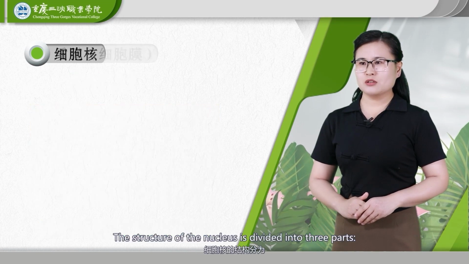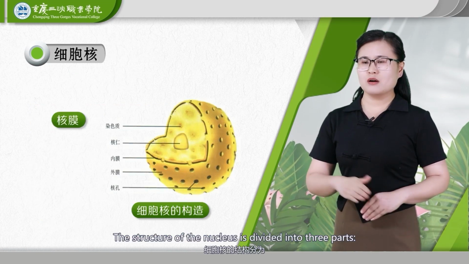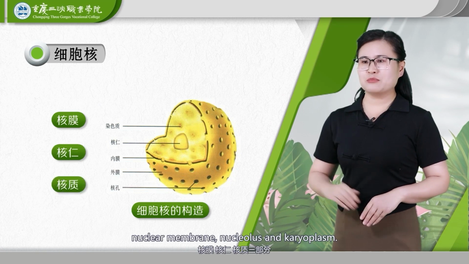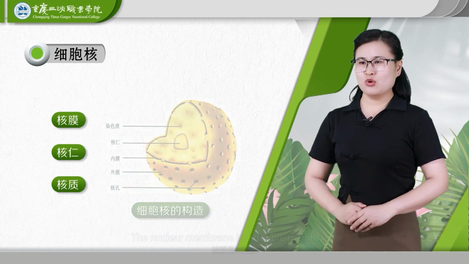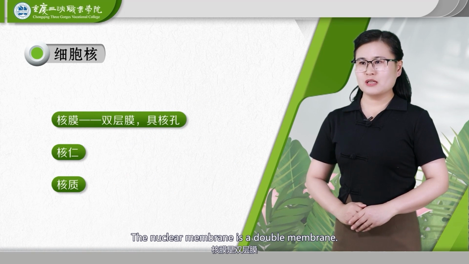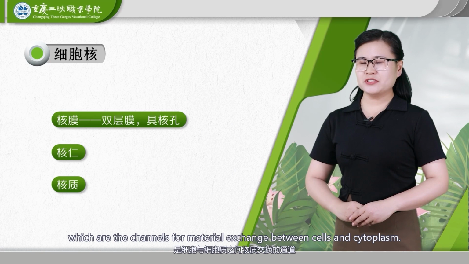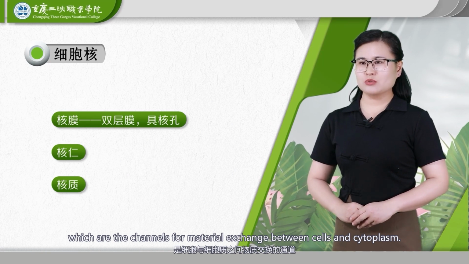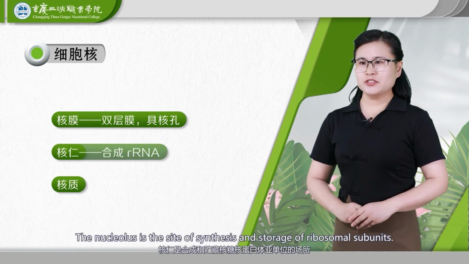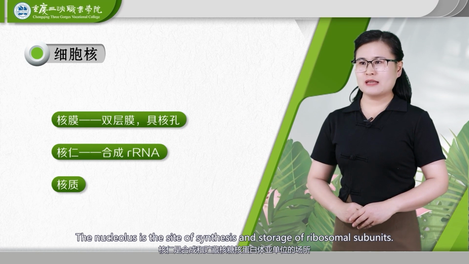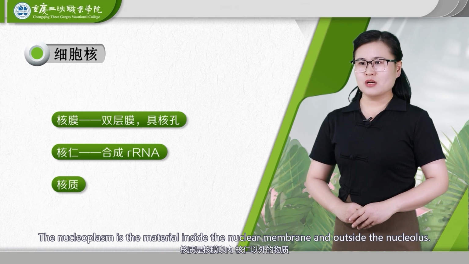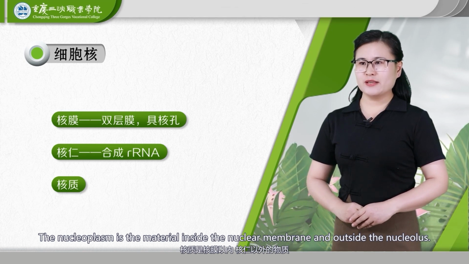The structure of the nucleus is divided into 3 parts: nuclear membrane, nucleolus, and nucleoplasm. The nuclear membrane is a double membrane. There are nuclear pores on the surface, which are the channels for material exchange between the nucleus and cytoplasm. The nucleolus is the site of synthesis and storage of ribosomal subunits. The nucleoplasm is the material inside the nuclear membrane and outside the nucleolus.